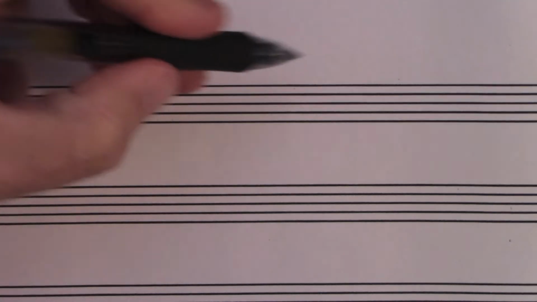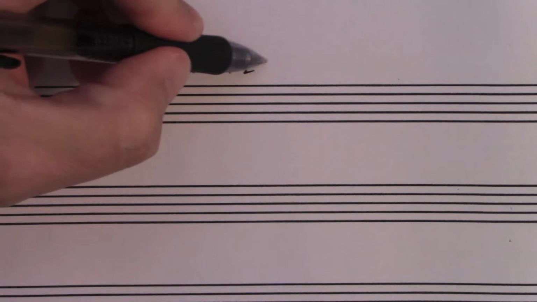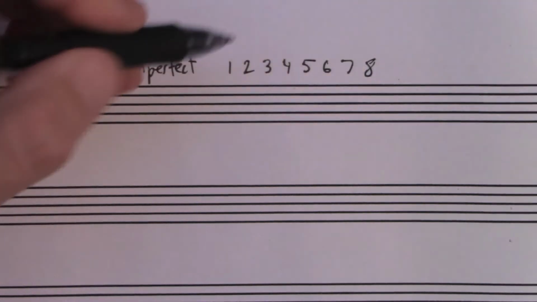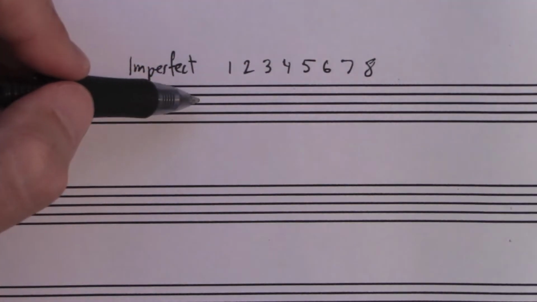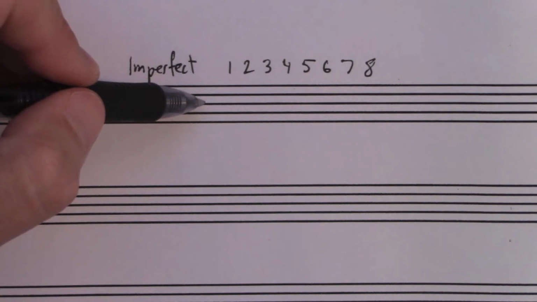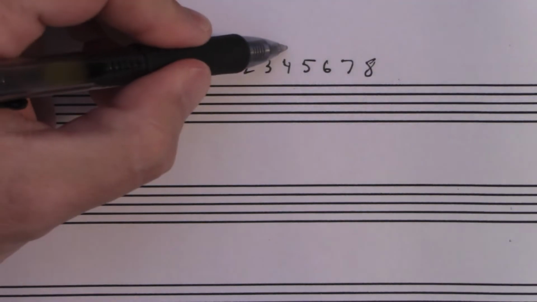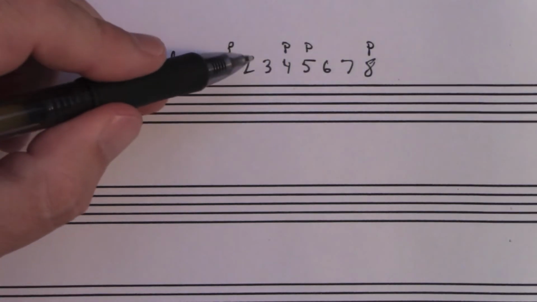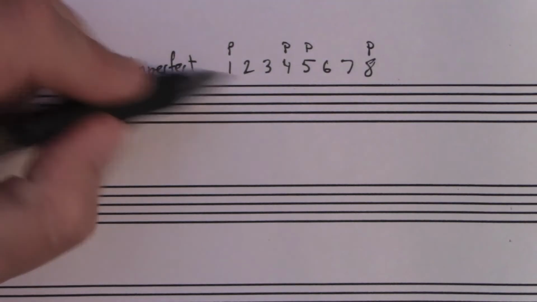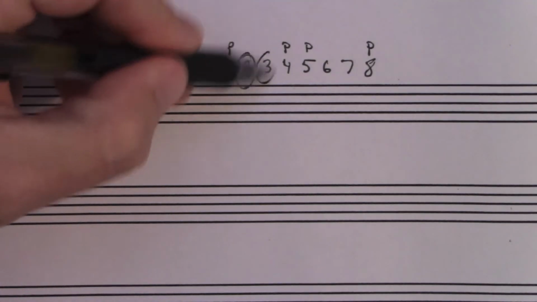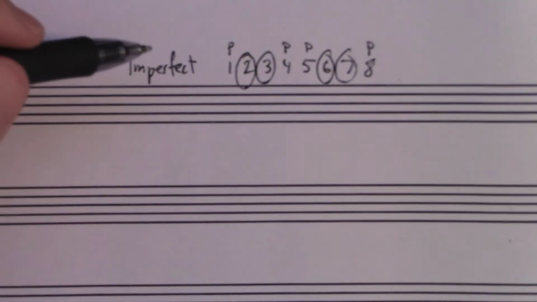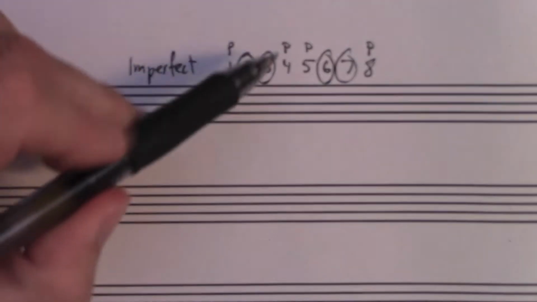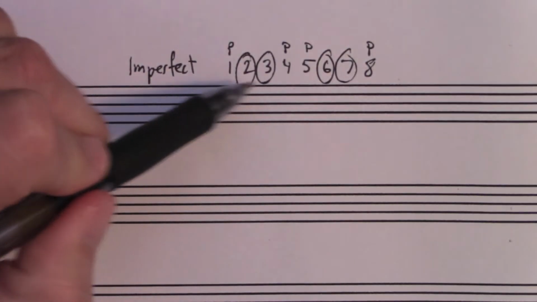Okay? So, within an octave, 1, 2, 3, 4, 5, 6, 7, 8. Which intervals were the perfect intervals? Right. 1, 4, 5, and 8. Well, the rest are imperfect. So 2s, 3s, 6ths, and 7ths are all imperfect intervals. Why is this important? These are the ones that can be major or minor.